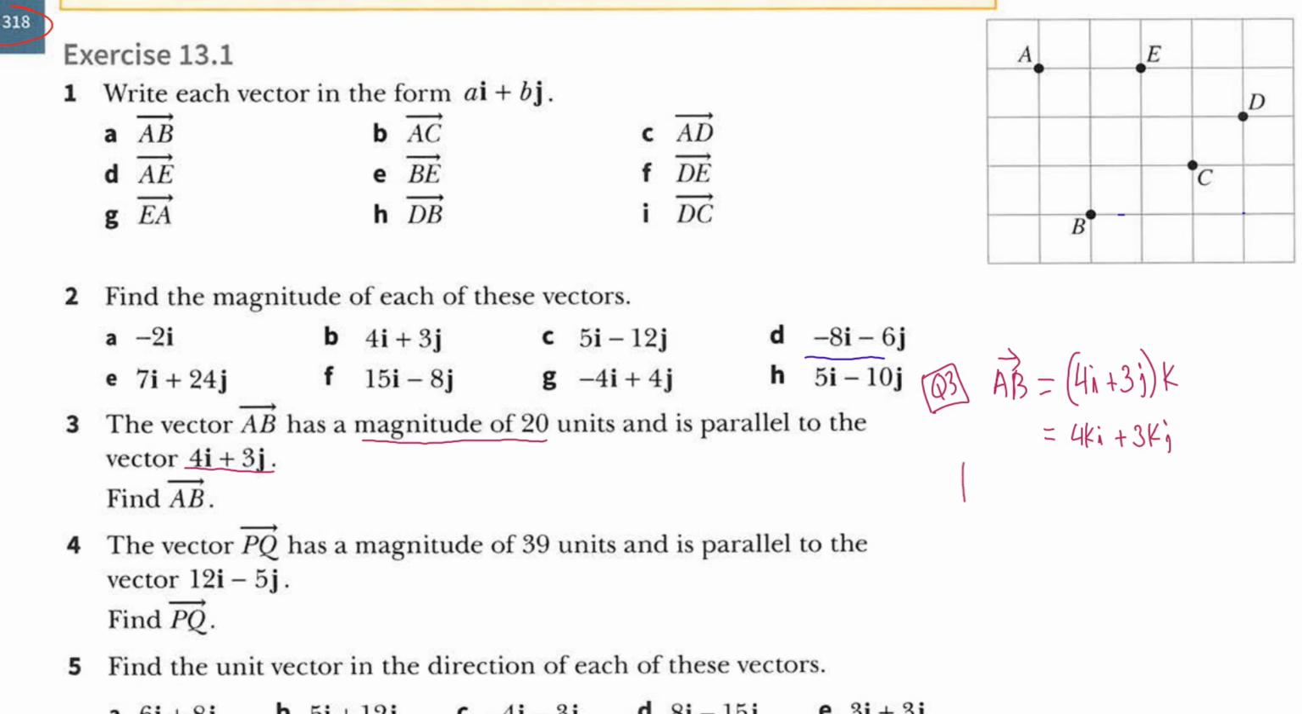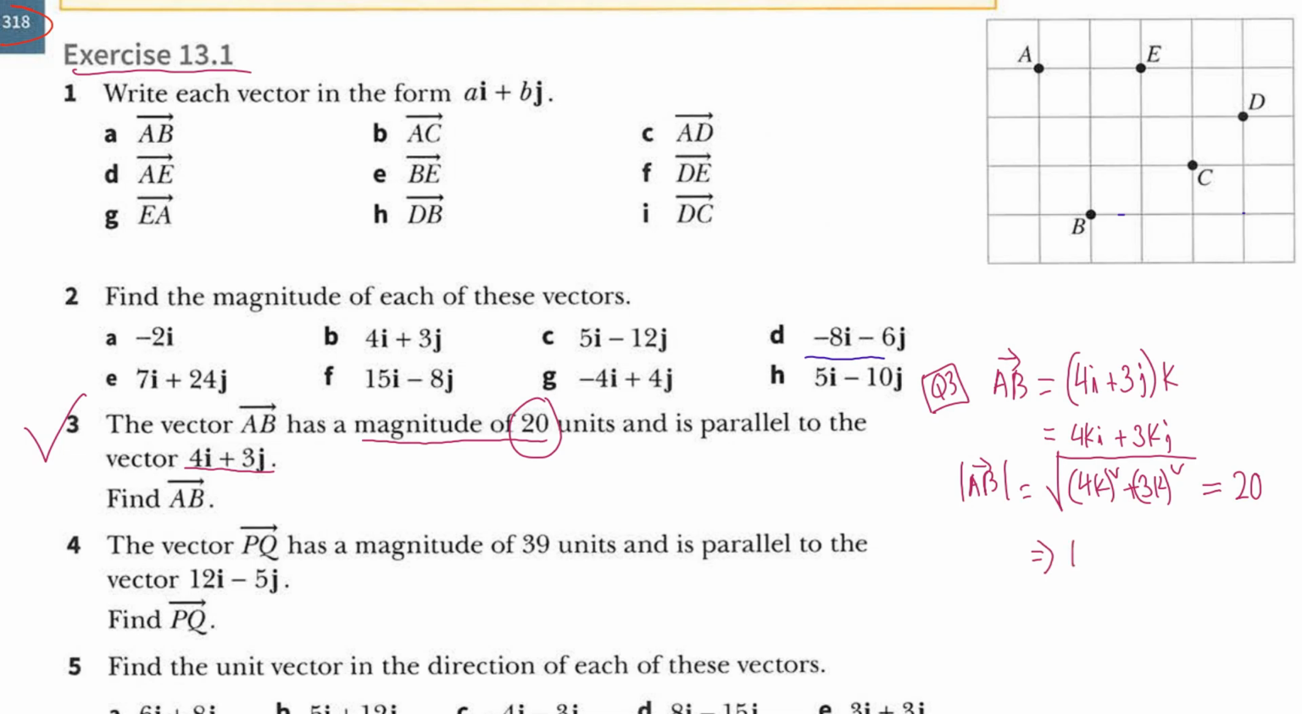Now we are going to find the magnitude of this vector. The way we did the previous one, we can apply the same formula, which is 4k whole squared plus 3k whole squared. This is the magnitude of this vector, and this magnitude is given here as 20. We are doing question number 3 from exercise 13.1, page 318 of the Cambridge book. We can write the magnitude as the given value 20. Let me write it: 20. Now just simplify and solve it.